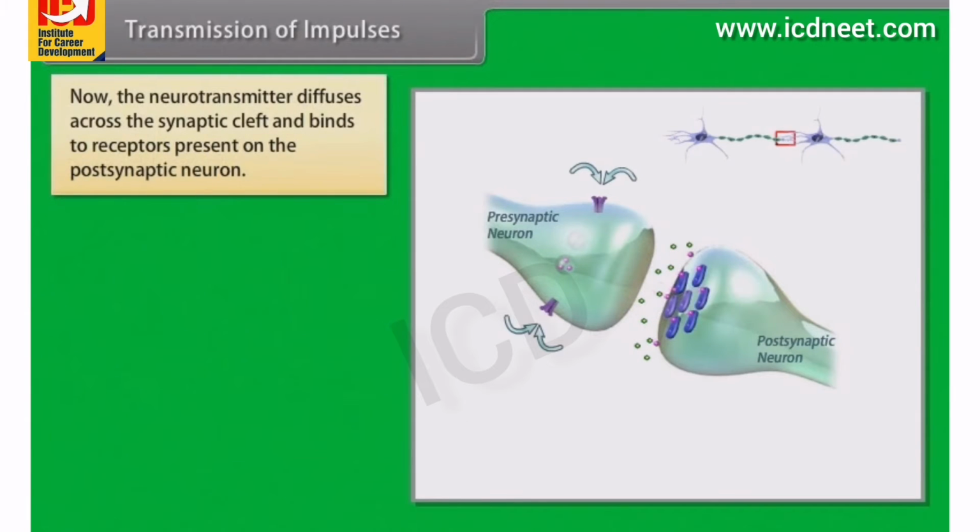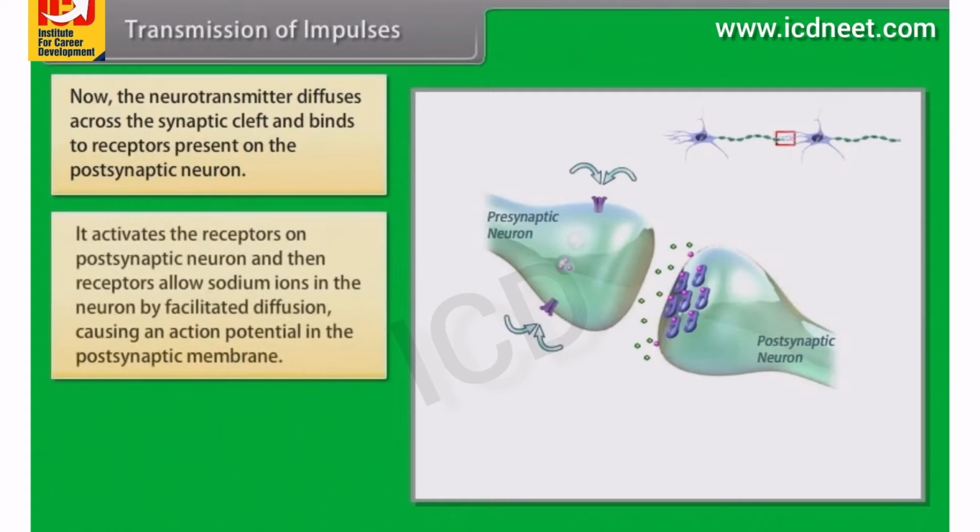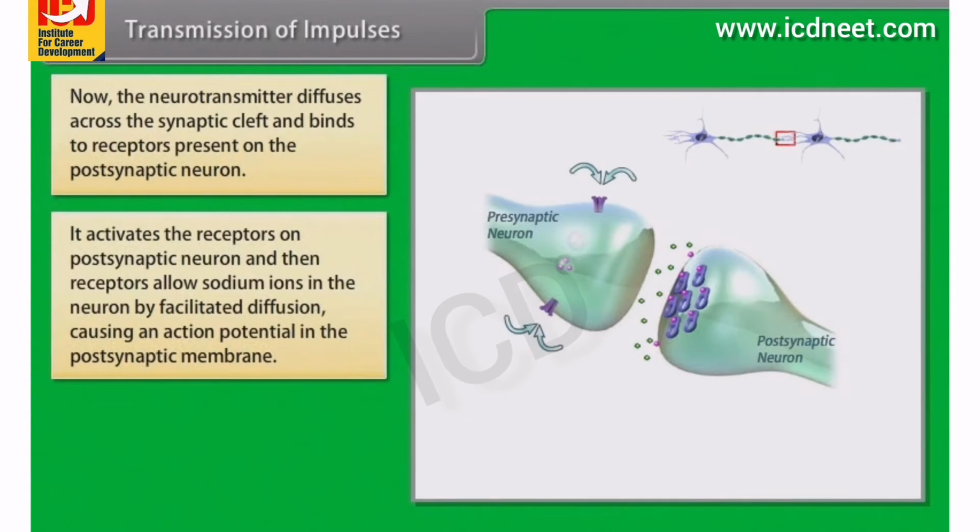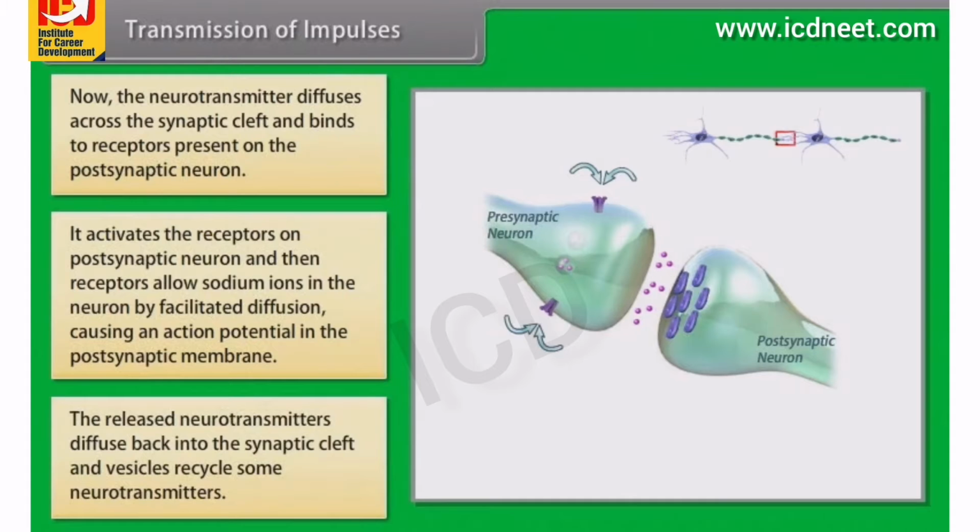Now, the neurotransmitter diffuses across the synaptic cleft and binds to the receptors present on the postsynaptic neuron. It activates the receptors on the postsynaptic neuron, and then receptors allow sodium ions into the neuron by facilitated diffusion, causing an action potential in the postsynaptic membrane. The released neurotransmitters diffuse back into the synaptic cleft and vesicles recycle some neurotransmitters.